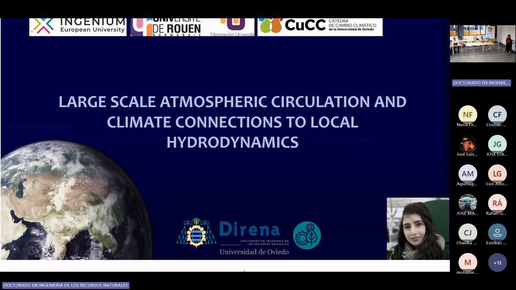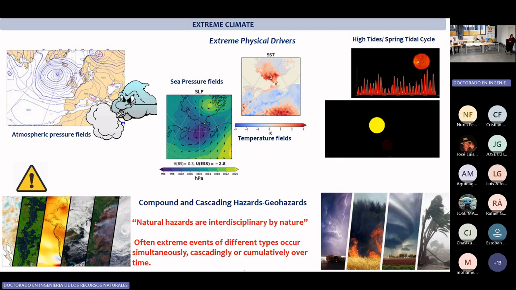We speak about compound or cascading natural hazards. So we have hazards occurring at the same time or very close in time. Natural hazards are interdisciplinary by nature. We have many disciplines, and they occur in a cascading or cumulative way. Okay, so I can take an example.